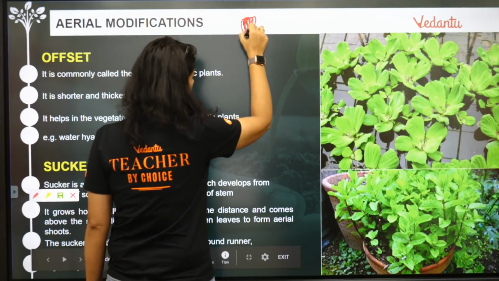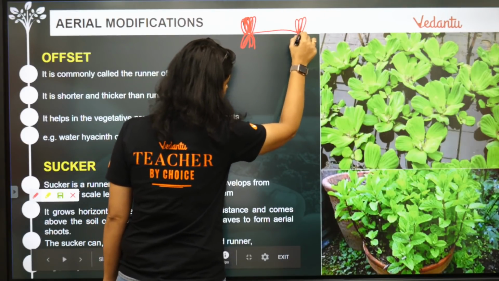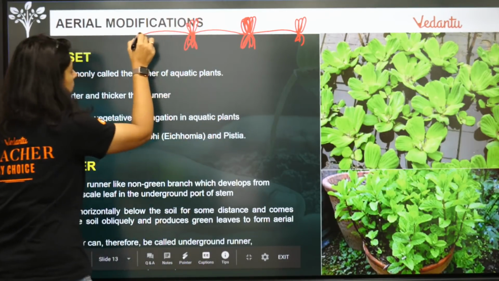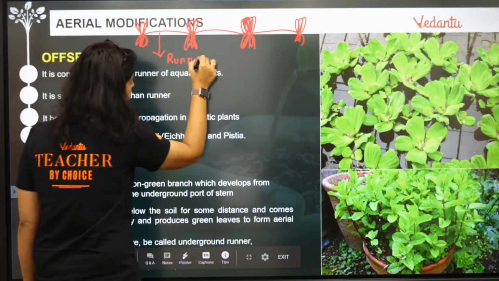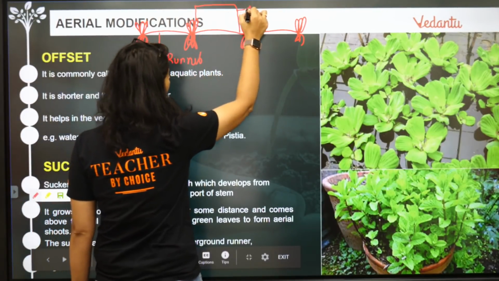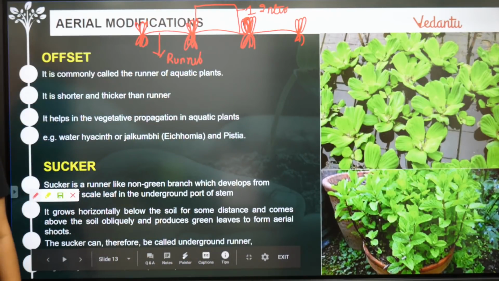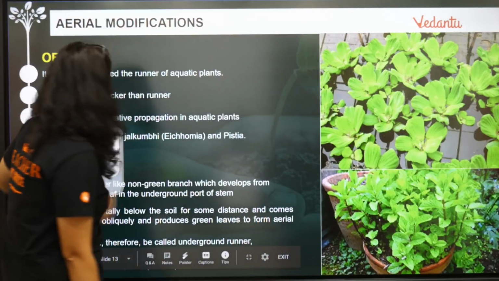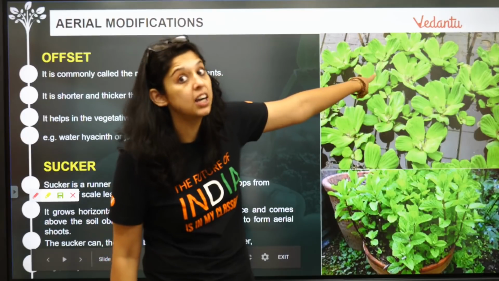So I planted this grass, and these are roots. How will the runner go like this? And again form a grass here. The runner goes like this and again forms grass there. So what is this? Runner. How long is it? One internode long. Right everybody?